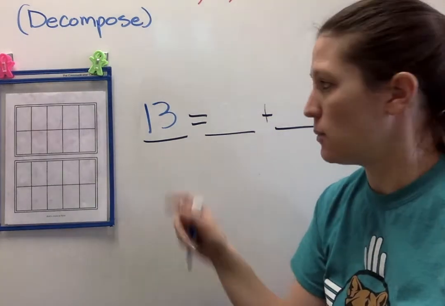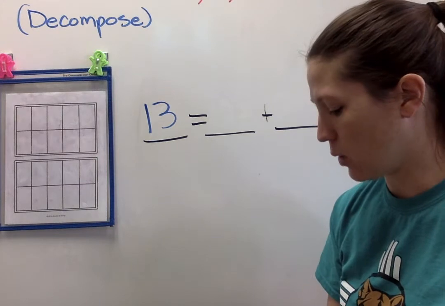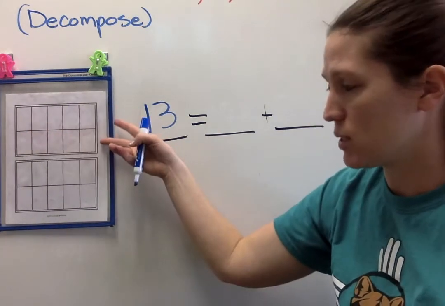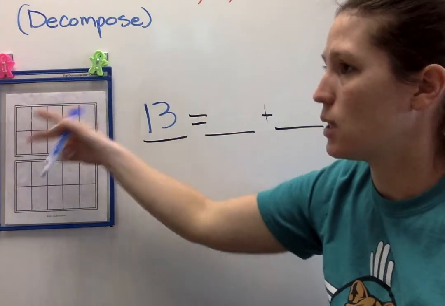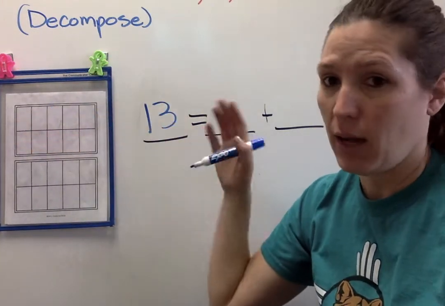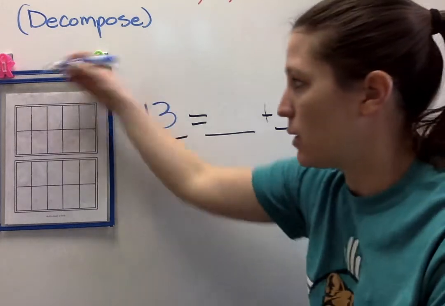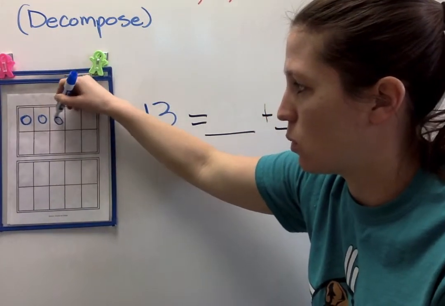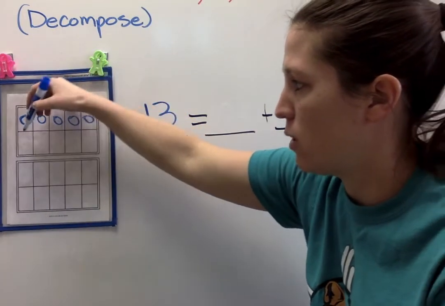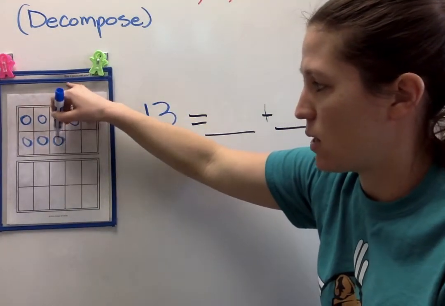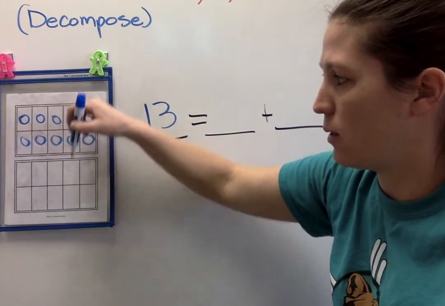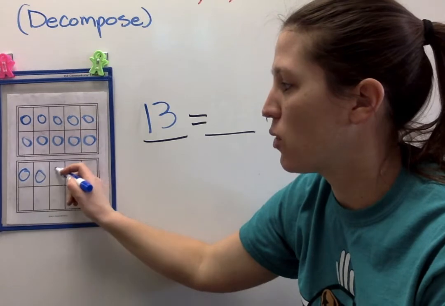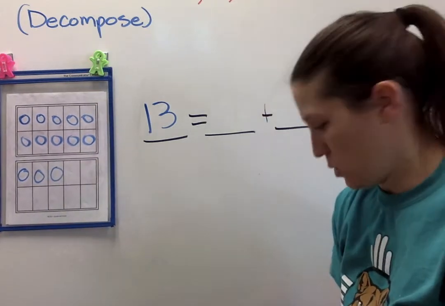I need to make 13. Let's start by putting it on our 10 frame. I know there's 10 windows in a 10 frame, so I'm going to fill this up. I don't even have to count them because 10 windows equals 10, and I know 13 is more than 10. So I'll count for some of the kids at home still learning. 1, 2, 3, 4, 5, 6, 7, 8, 9, 10. I need to keep going to 13. 10, 11, 12, 13. I made 13.